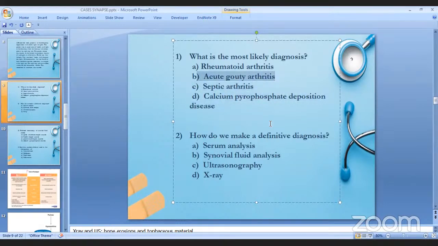So how do we make a definitive diagnosis? So remember that there has been written a definitive diagnosis and not just diagnosis, right? We can diagnose gout by all of these, right? By serum analysis or synovial fluid analysis, ultrasonography बाट पनि हुन्छ, X-ray बाट पनि हुन्छ. But how do we make a definitive diagnosis? That is via the synovial fluid analysis, right? We aspirate the synovial fluid and then we look for the uric acid crystals itself, right? So we can make a definitive diagnosis that it is gout.